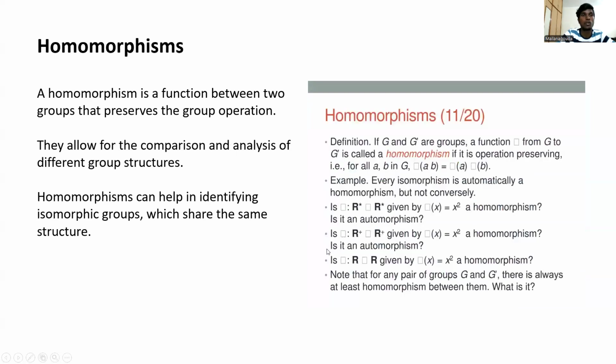A homomorphism is a function between two groups that preserves the group operation. Homomorphisms allow for the comparison and analysis of different group structures. They can help in identifying isomorphic groups, which share the same structure.